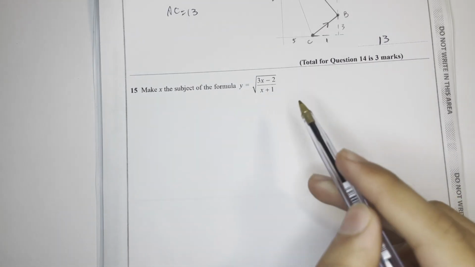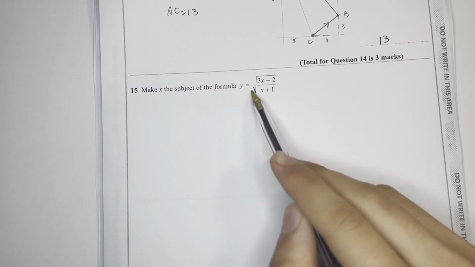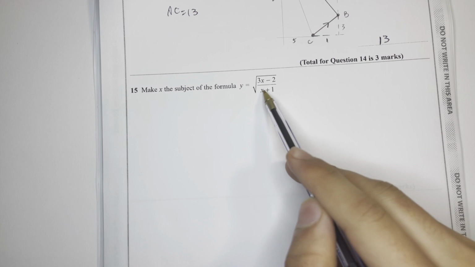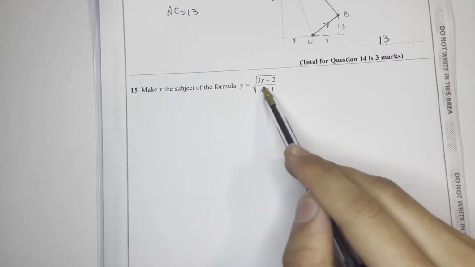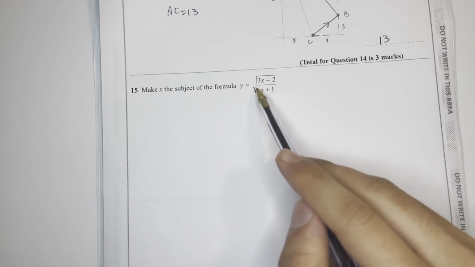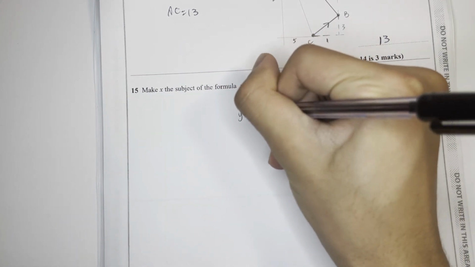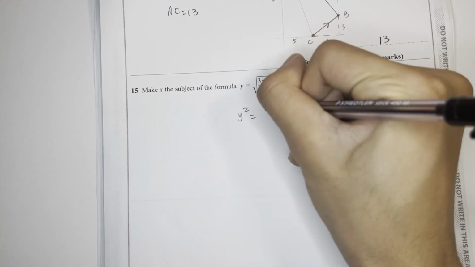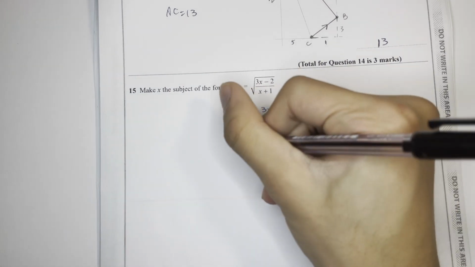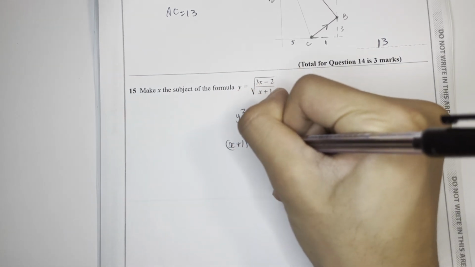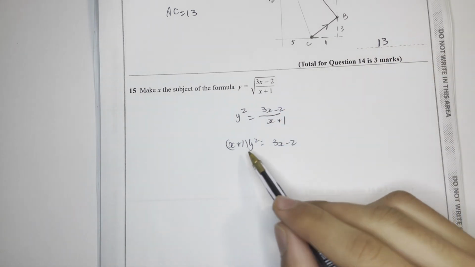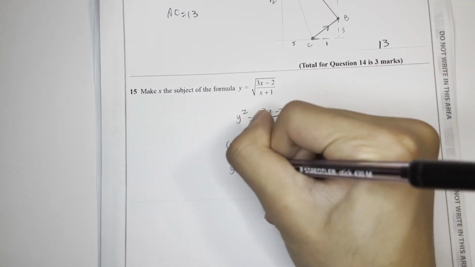Question 15 is an algebra question where we have to make x the subject of this formula. We're given y is equal to the square root of (3x minus 2) over (x plus 1). So to do this first, we want to get all of the x's on one side alone. We would start by squaring both sides to give y squared is equal to (3x minus 2) over (x plus 1). Multiply both sides by x plus 1 in order to remove this fraction, and then expand the brackets to distribute the y squared.